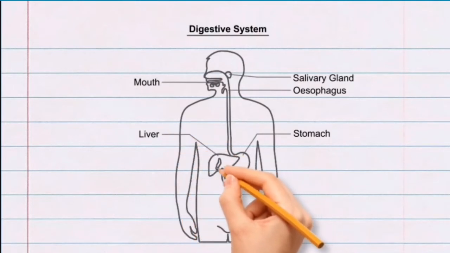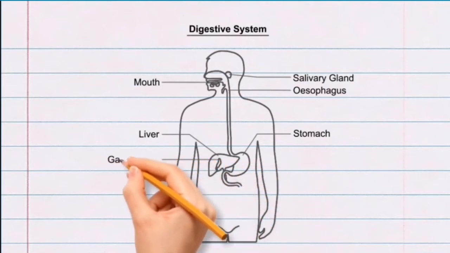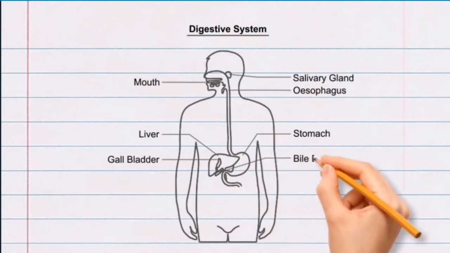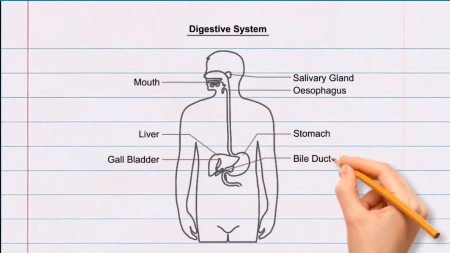Draw a small bulb-like structure towards the middle of the liver and label it as the gallbladder. Draw a small tube from the middle of the liver to stomach and label it as the bile duct.